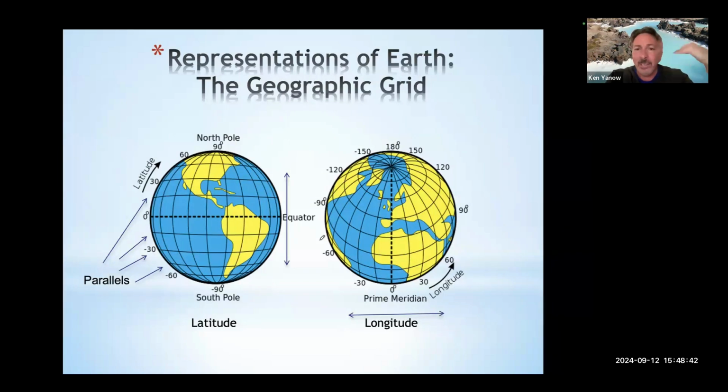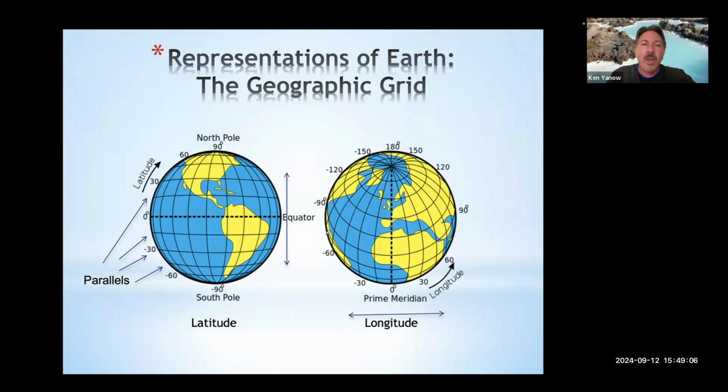And if you're doing any form of navigation on the planet, the question becomes, how do you find your position on the planet? Well, there's a variety of ways to represent planet Earth, and we're going to concentrate on one called the geographic grid. And in the geographic grid, we're dividing the world into north and south and into east and west. And what I want to do is just chat a little bit about it.